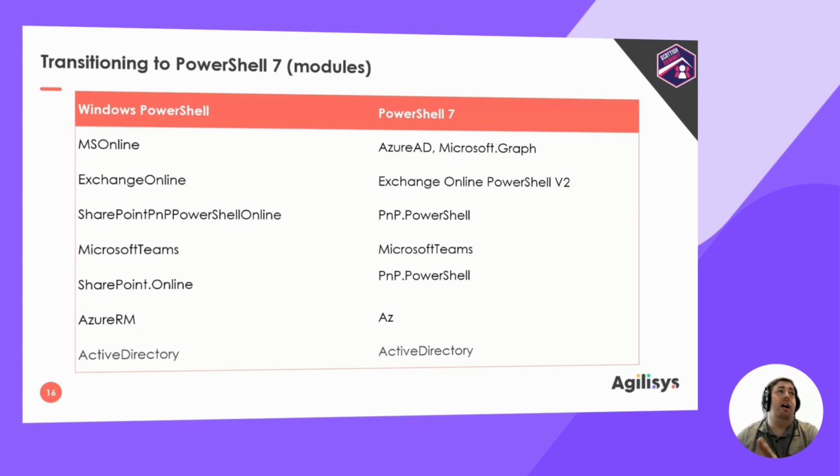So again, another feather in the cap of PowerShell 7. I feel like the compatibility issues that came with 6.0 are widely addressed.